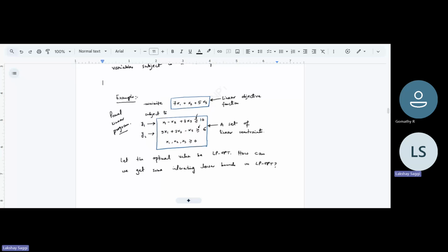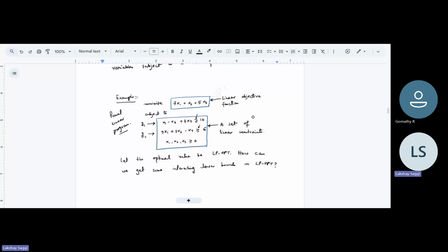Then we know that this side multiplied by y1 plus this side multiplied by y2 should be greater than or equal to 10y1 plus 6y2. And if I always ensure that the coefficients of x1, x2, x3 do not exceed these values 7, 1, and 5 respectively, then I can say that 10y1 plus 6y2 will always be a lower bound for this problem.